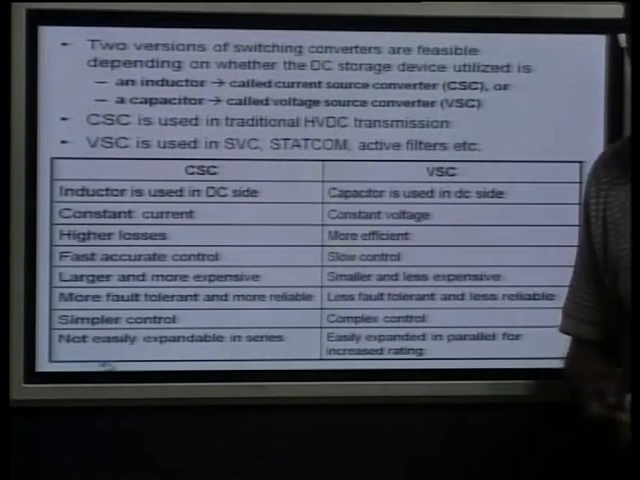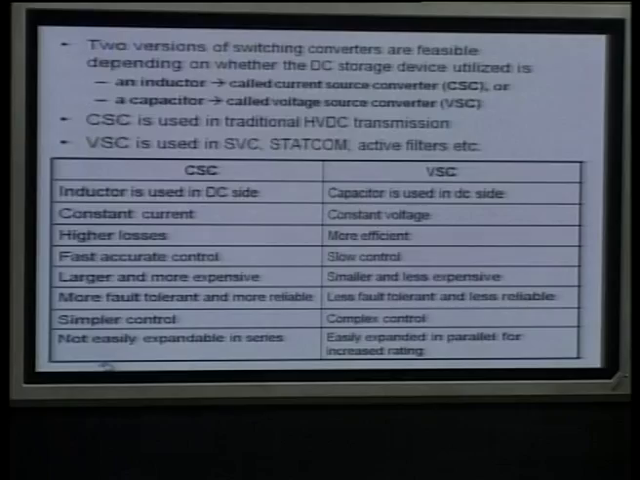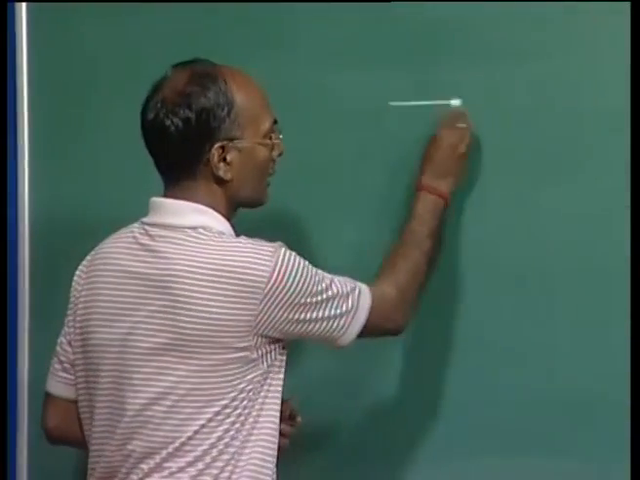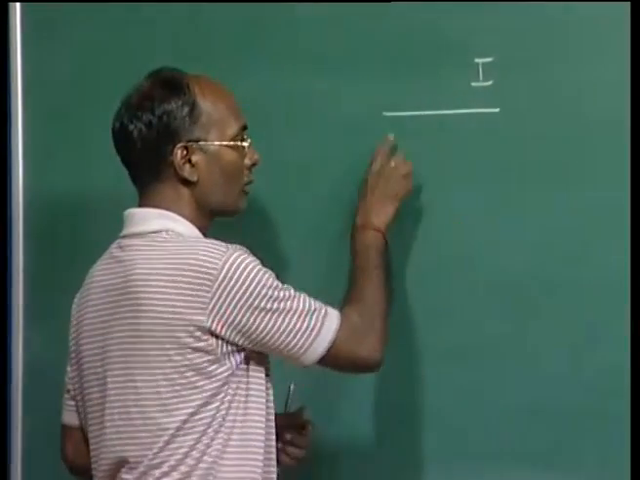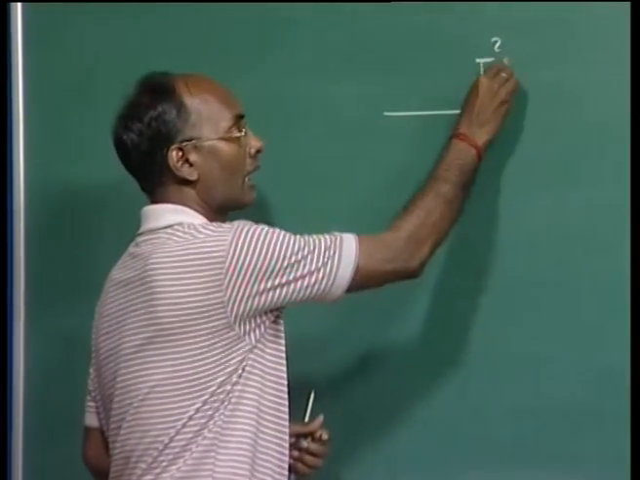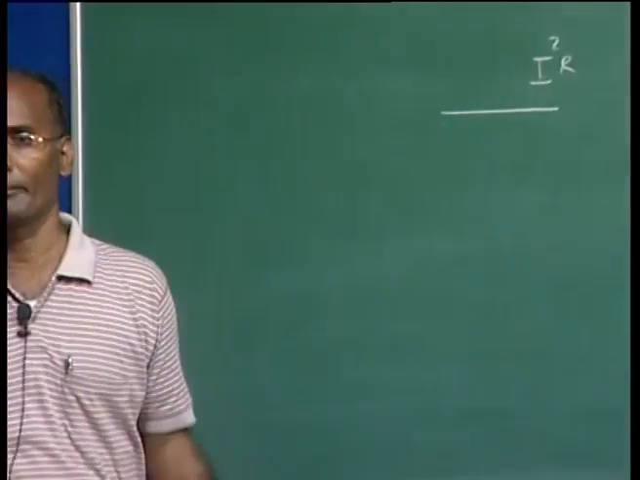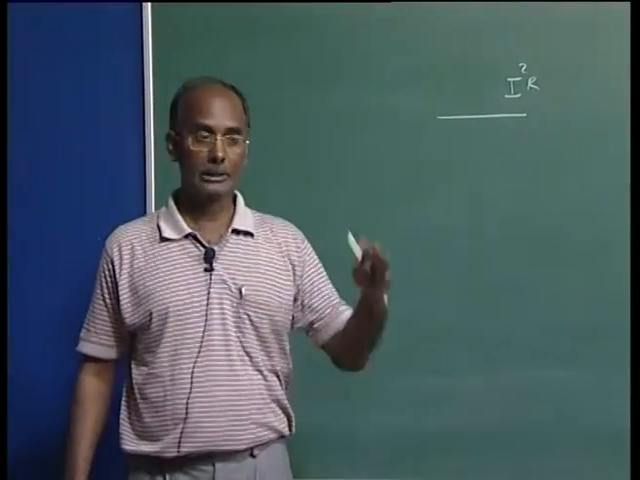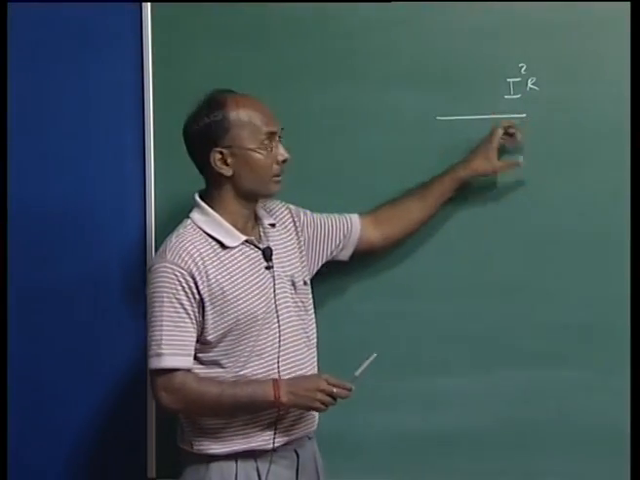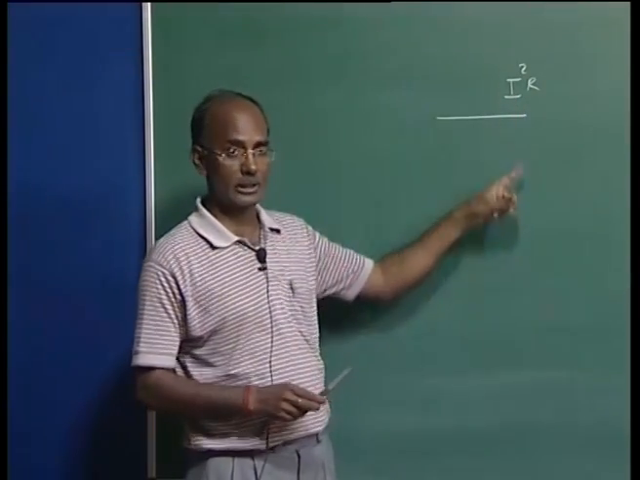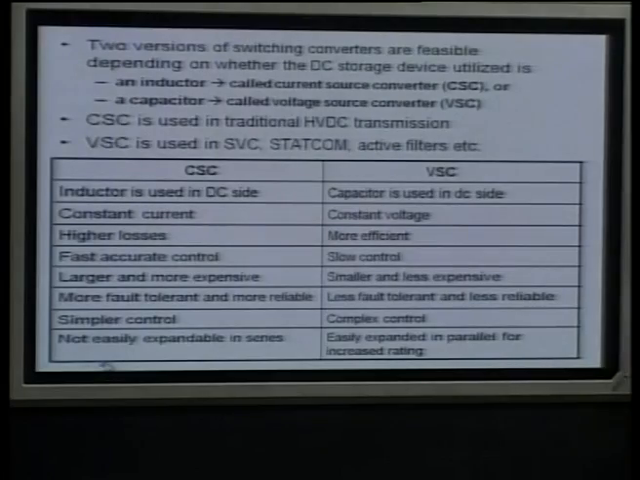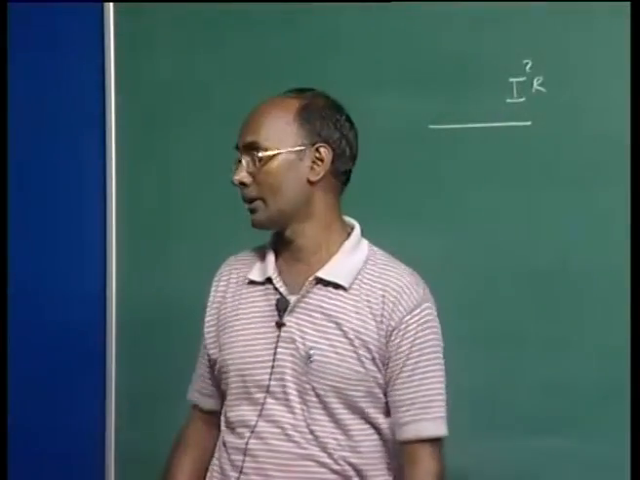The CSC gives more loss. The reason is that the current is always constant, even though you are changing the voltage, so your I square R loss will always be the same and it will be the highest. However, in the VSC you are changing the current and the voltage is constant, so I square R loss will change. Depending upon the loading of the system, the current changes, which means your loss also changes. In the current source converters, the current is always constant and that's why I square R is always higher.